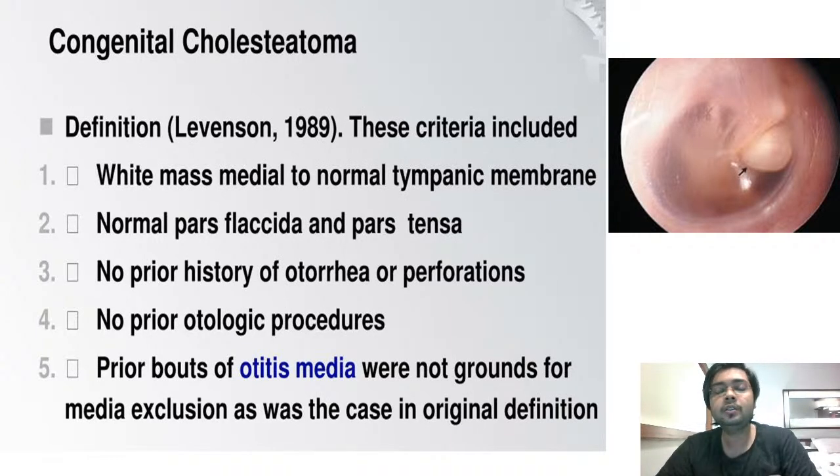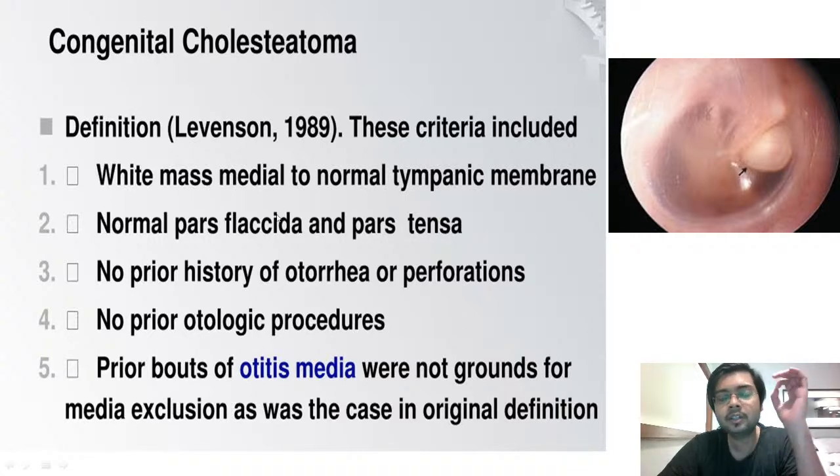Okay, so congenital cholesteatoma, the cause, you know, there are many theories, among which the most popular is the presence of congenital cell rest, which gave rise to the formation of congenital cholesteatoma. But it needs to satisfy these criteria to be labeled as congenital cholesteatoma.